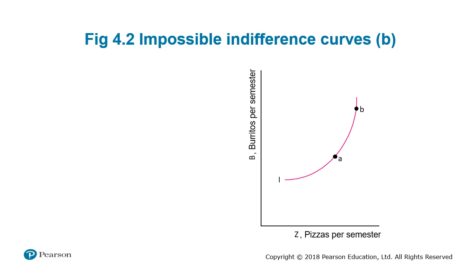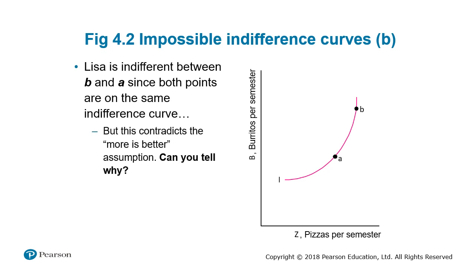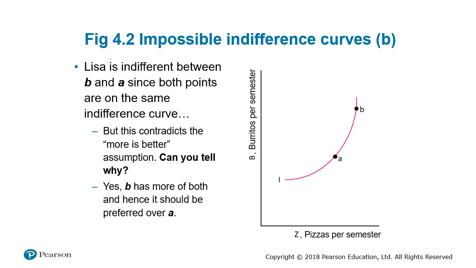What about upsloping indifference curves? Can you spot the problem with this indifference curve? Well, it would tell us that she's indifferent between bundle B and bundle A because they're on the same indifference curve. But clearly, B has more of both goods, so that contradicts the more is better assumption. And again, an upsloping indifference curve is just not possible.